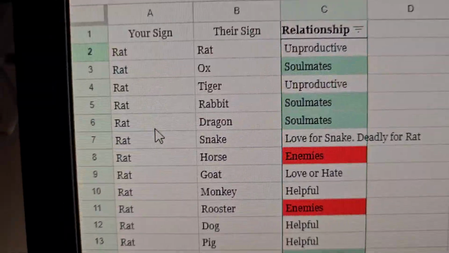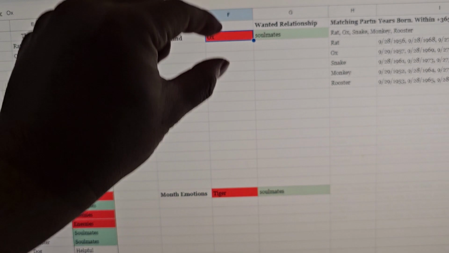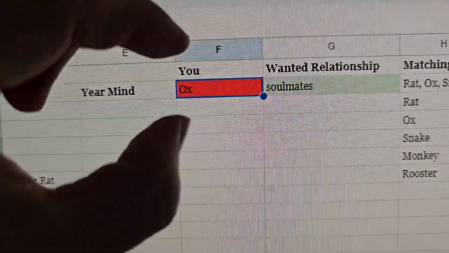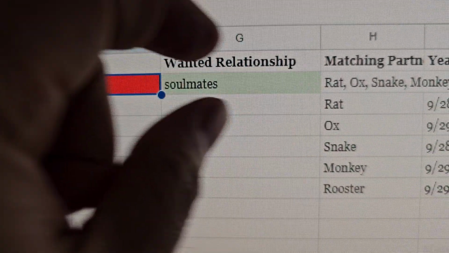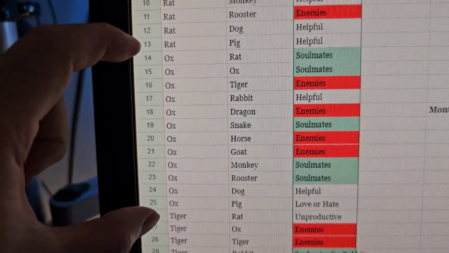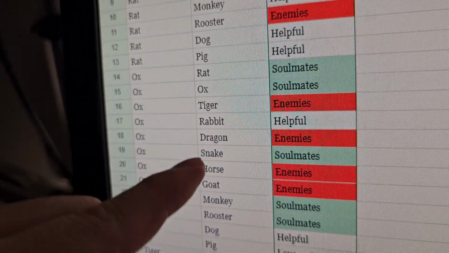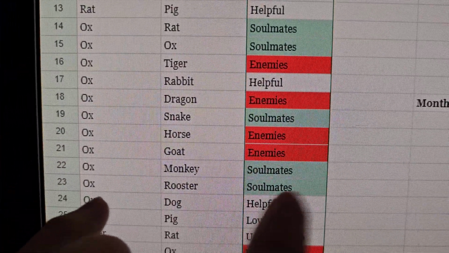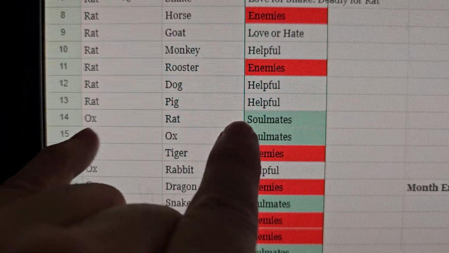So what I'm trying to do is find if the user, these are the only two user definable fields, okay? User definable field 1, user definable field 2. If a user enters ox and they're looking for the soulmate of an ox, guess what? All you have to do is go here to ox and you find ox soulmates are rat and ox, snake, monkey, and rooster. So ox and rooster are soulmates. Ox and monkey are soulmates. Ox and snake are soulmates. Ox and ox are soulmates. Ox and rat are soulmates.